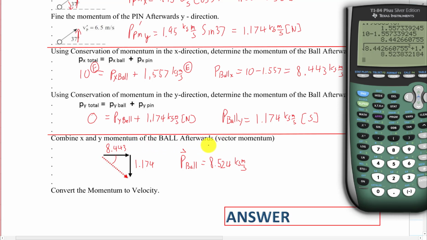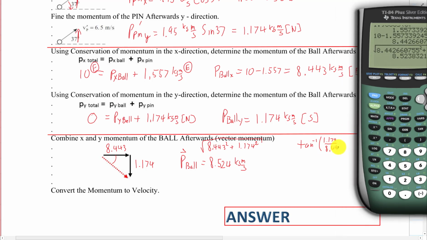And if I need to write down my work, it'd be 8.443 squared plus 1.174 squared, all square rooted. And then I have to do the inverse tan. The inverse tan of opposite 1.174 over the adjacent, 8.443. So inverse tan, we've done this probably 100 times in the class already. Theta is equal to 7.916 degrees.